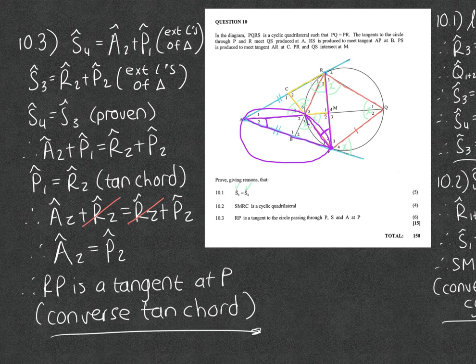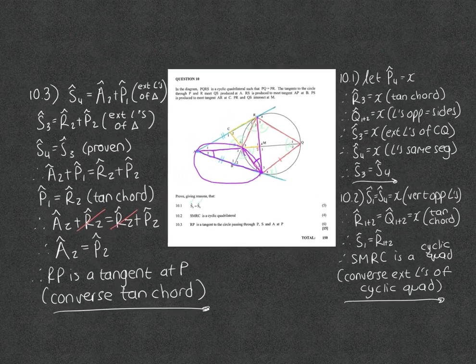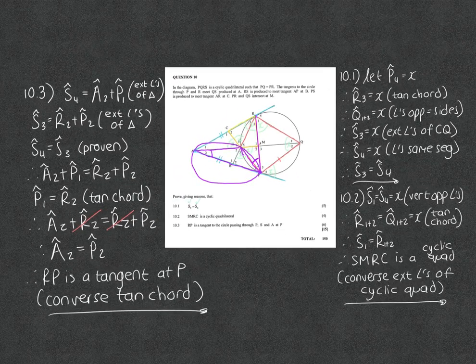I'll be honest with you, I haven't seen a hard question like that in a while. And it was a bit of an ugly one for them to put last, but that's how it goes. Last questions are normally the harder ones.